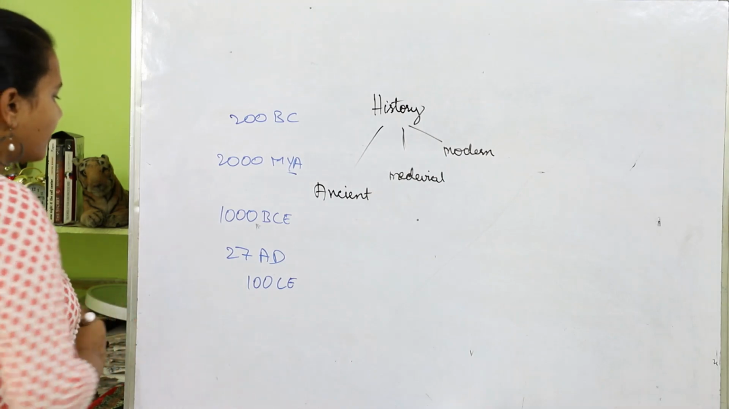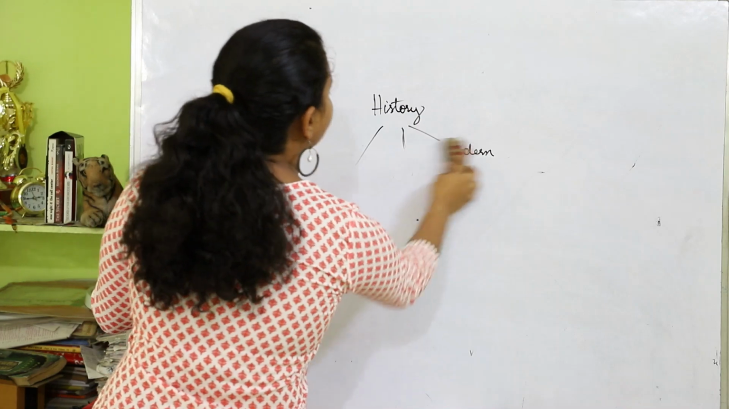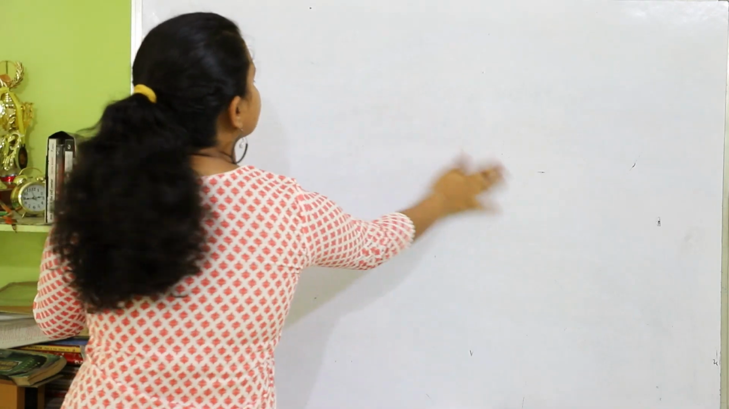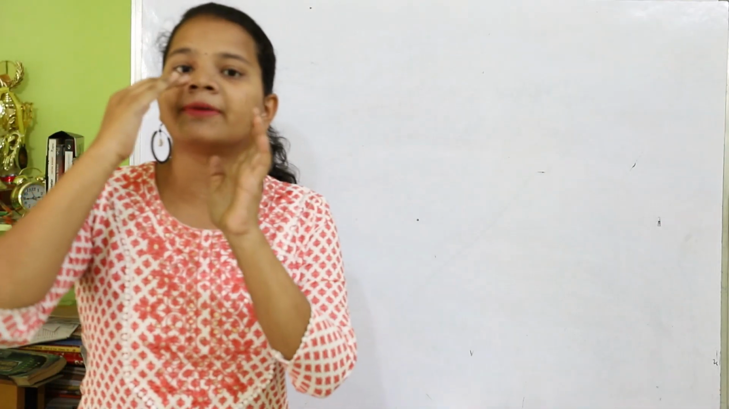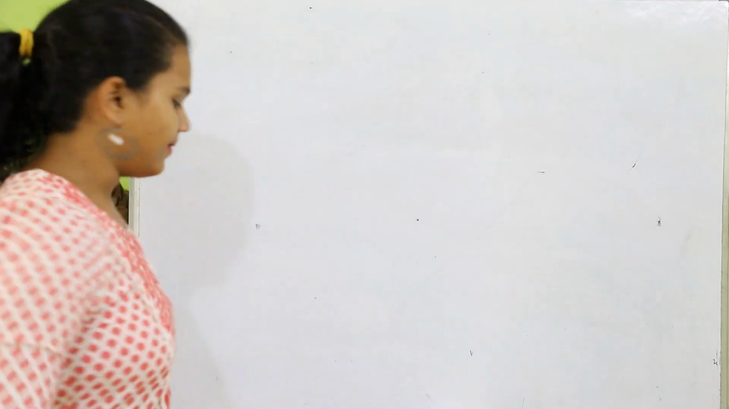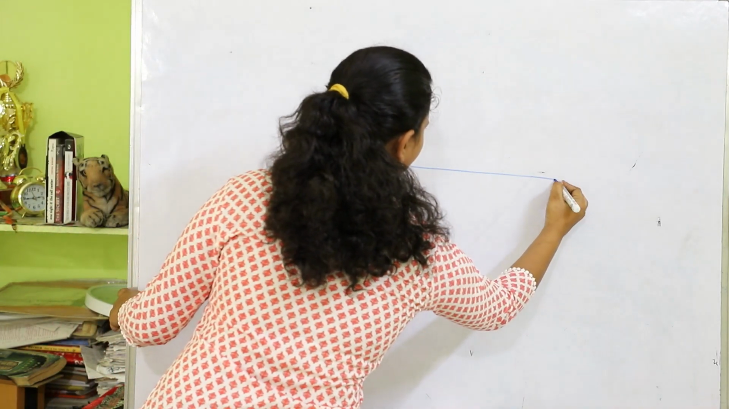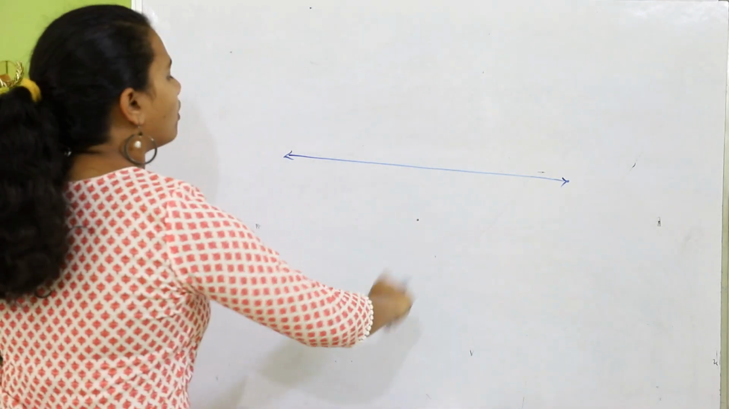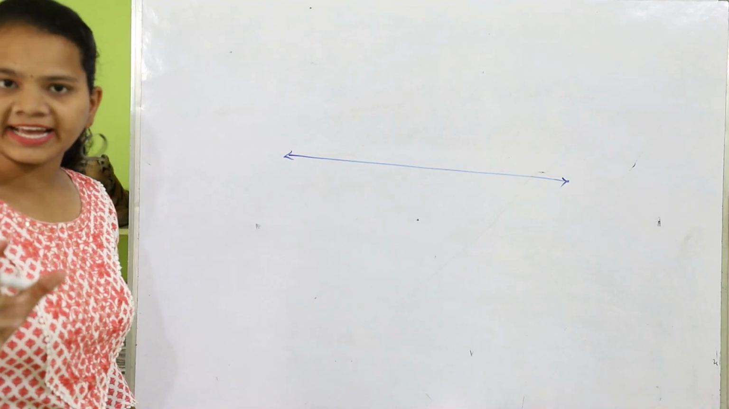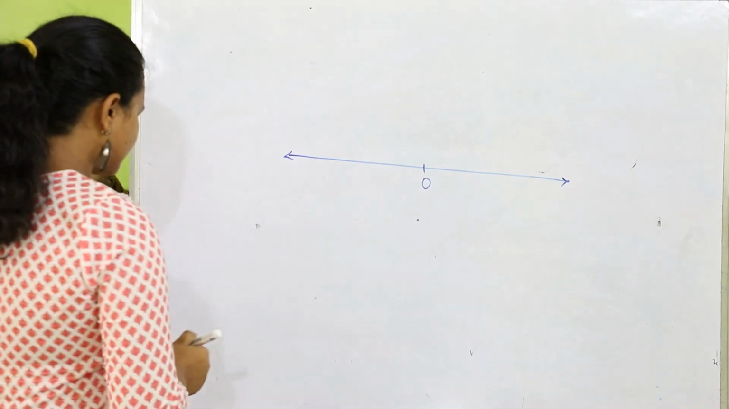Now, the timeline in history is divided on the basis of the birth of Jesus Christ. Jesus Christ's birth we know, but what to do now? So here, guys, we have a number line, like we always have a number line in mathematics, right? Now let's imagine our Lord Jesus Christ's birth happened somewhere over here.